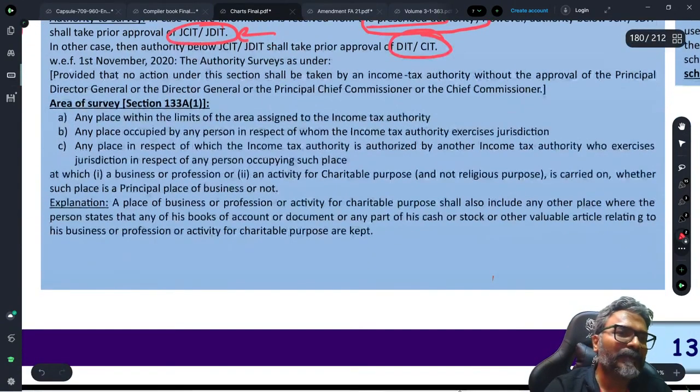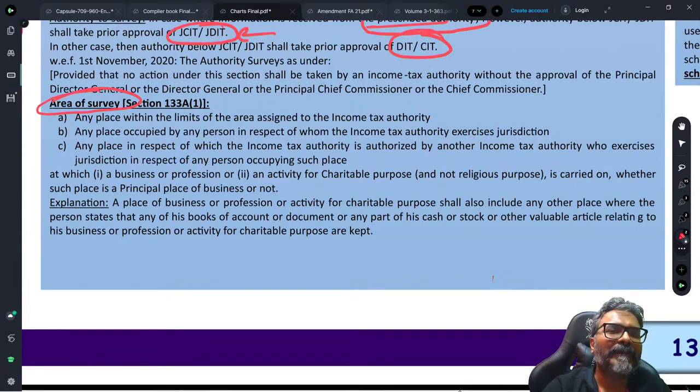Now, which is the area, students, where you can do the survey? Generally, the jurisdiction which is given to the income tax authority is based on the place of business. That is how the area-wise jurisdiction is given. So generally the jurisdiction is allocated on the basis of the area. You don't get the jurisdiction on the basis of the person.